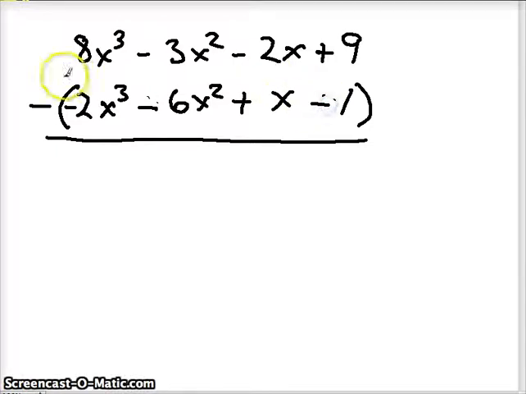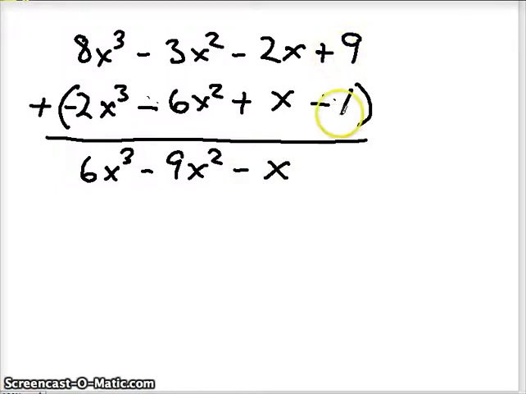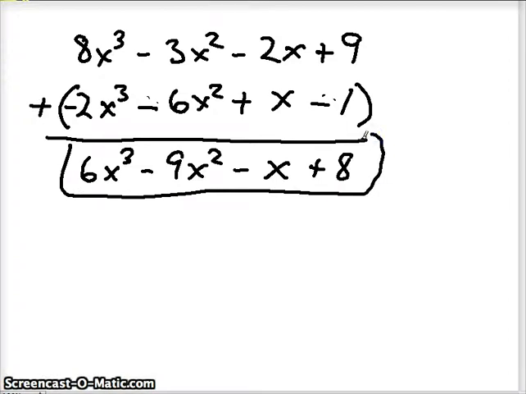And now I'm just combining, just like addition. So 8x cubed minus 2x cubed gives me 6x cubed. Negative 3x squared and negative 6x squared is negative 9x squared. Negative 2x and positive 1x is negative 1x. And a positive 9 and a negative 1 gives me positive 8. Okay, so that's our final polynomial when we subtract those two.